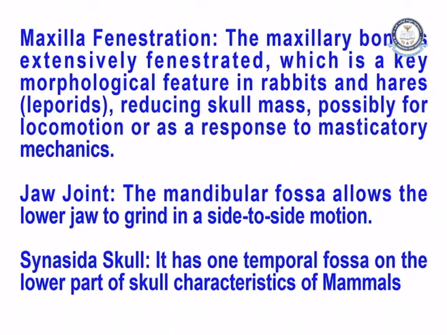Then the jaw joint: the lower jaw is called the mandible. The mandibular fossa allows the lower jaw to grind in a side to side motion, so the grinding of the teeth is side to side as the jaw moves side to side. So there is a mandibular fossa, and this is also one of the characteristic features of mammals. This is also a point of differentiation or classification depending upon the fossa.